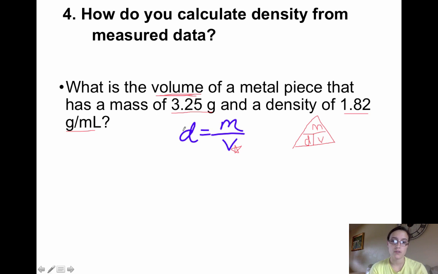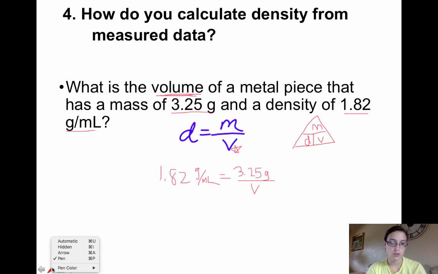You can solve this one of two ways. You can just plug it into the density equation, and you get 1.82 grams per milliliter equals, your mass is 3.25 grams, over volume. This is always the type of question that people miss because the algebra is off. So you can plug it in like this, or you can plug it into your triangle, right?